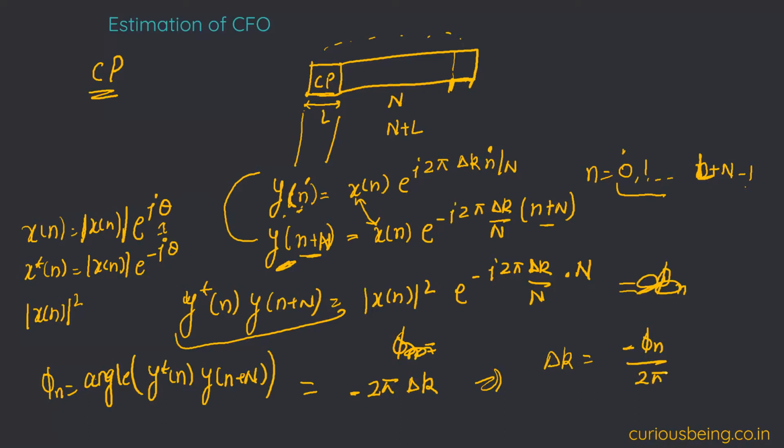And yes, for more accuracy, I can run it from 0 to L minus 1. It depends on the implementation. We can use some L by 2 length also, or the total L length, depending on how accurate or how efficient we need. If we run it for only half the number of samples for the CP, there can be some optimizations and it will give me results in lesser time. And after we find it for multiple samples, we can average it out.